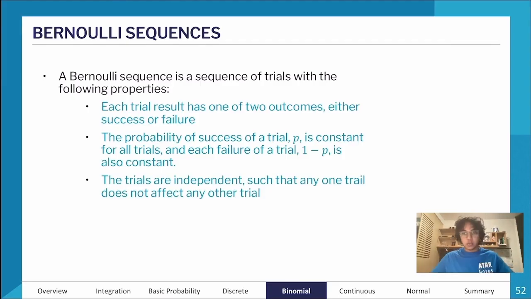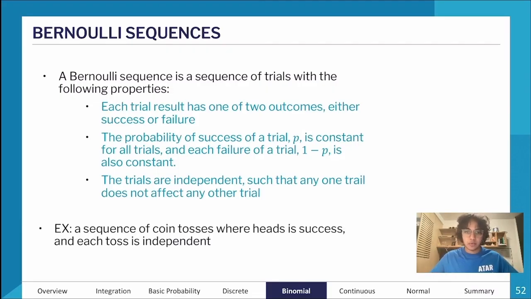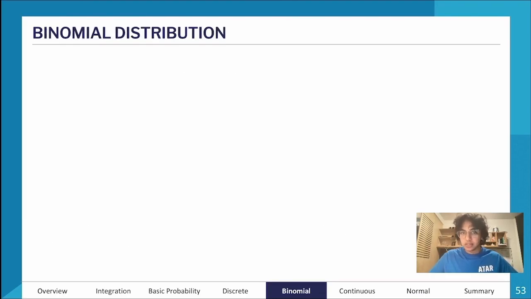And these trials must also be independent. So the probability of the first trial must not affect the probability of the second trial. This is quite a lot of conditions to meet, but they're nice conditions to have because they let us put in place a pattern more or less. Like I said, a sequence of coin tosses where each head is a success, and each toss is independent, right? So multiple Bernoulli sequences allow us to build what's known as a binomial distribution.